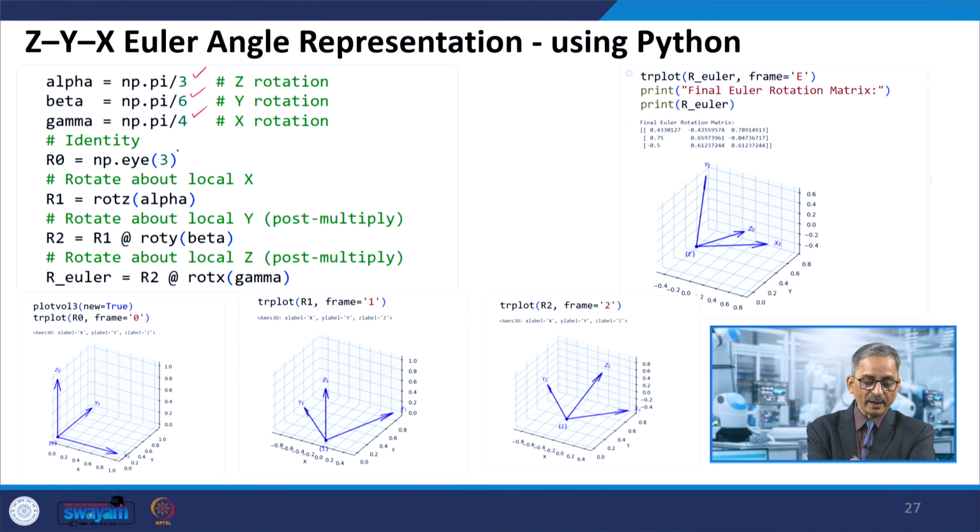So, I define here this vector x0, y0, z0, and then the first rotation is about the z axis by say alpha here, which is your pi by 3. So, rotation about this z axis. So, this is the rotation. So, your y position changes, your x position changes, whereas z position remains the same.